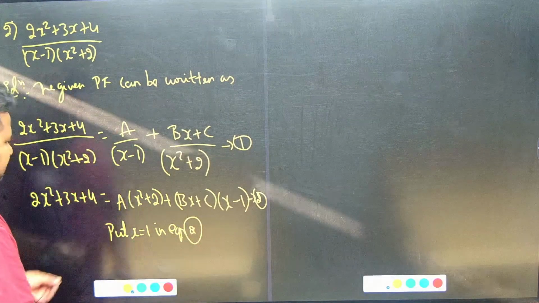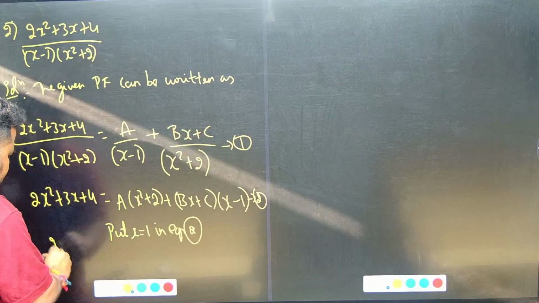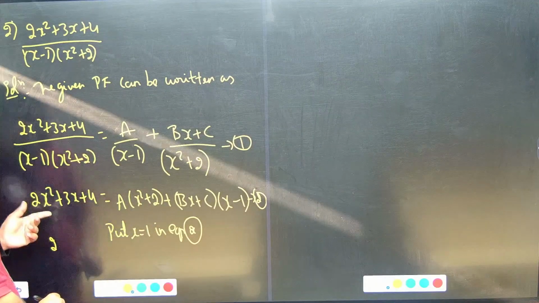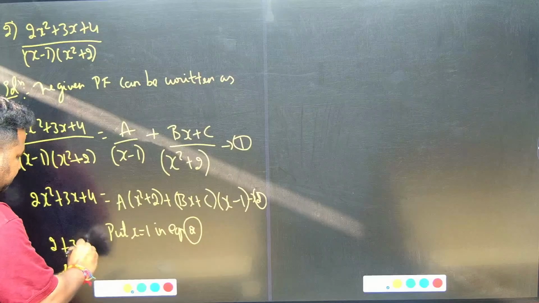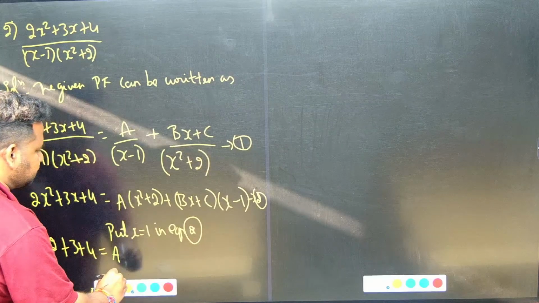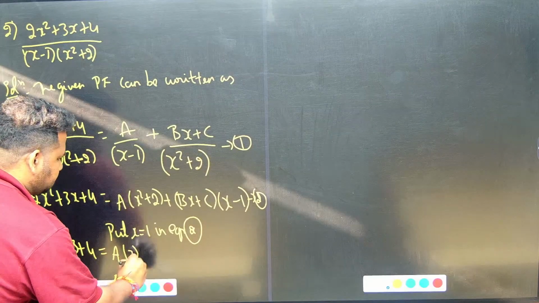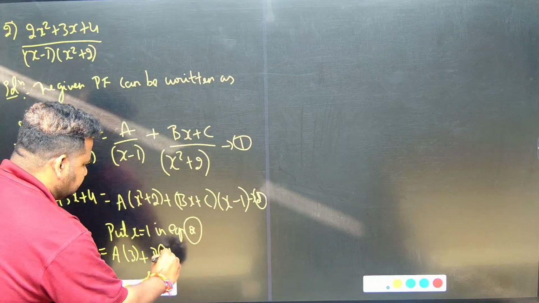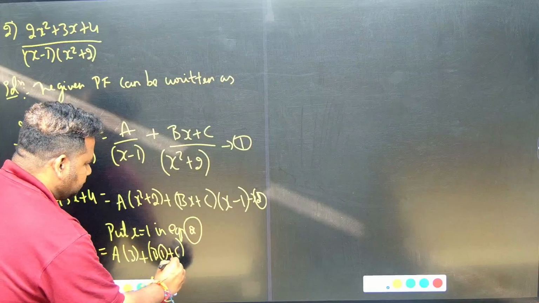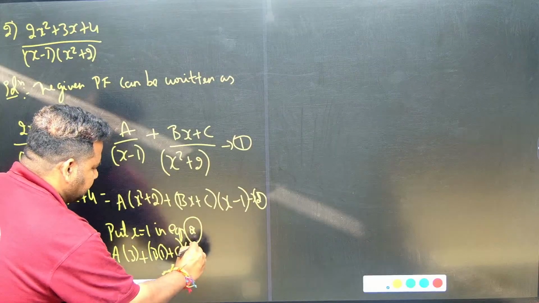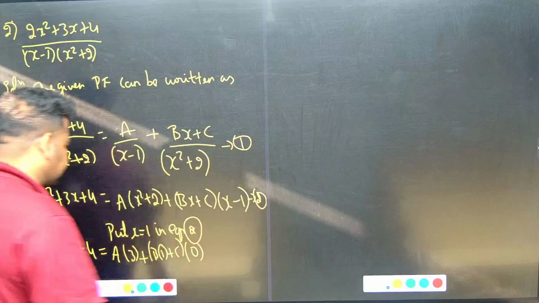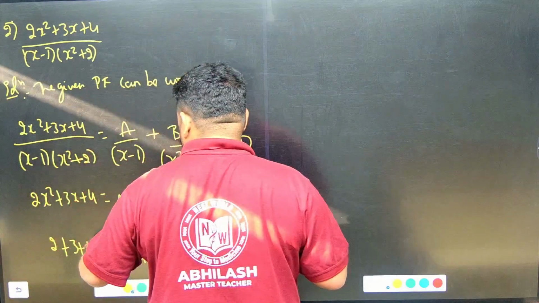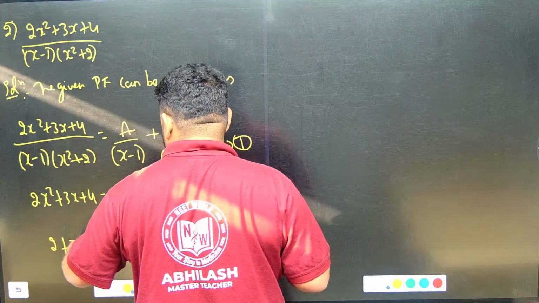So, what will happen? If I put x is equal to 1, this will become 2 into 1 square, which is 1 itself, so 2 plus 3 plus 4. This would be equal to a into 1 square plus 2, which is 3, plus b into 1, which is b, plus c into x minus 1, which is 1 minus 1 is 0. This entire thing will become 0. So, 2 plus 3 is 5, 5 plus 4 is 9, and 1 plus 2 is 3.